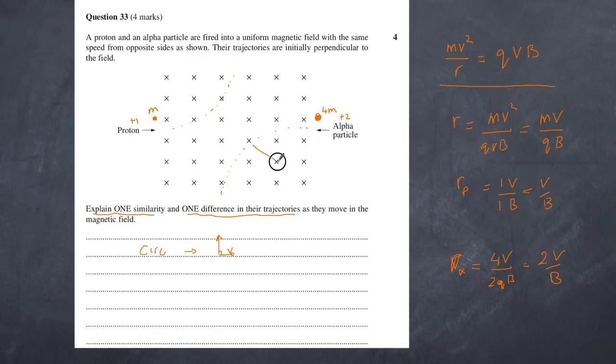What we're saying is that if this turns in a circular path, this has to be 2r and this has to be 1r, simply because it's 4 times more massive and has twice as much charge as our proton. So that's one difference and one similarity explained. And so that was electromagnetism, at least the questions from the 2019 paper that dealt with electromagnetism. And I hope that's helped you.